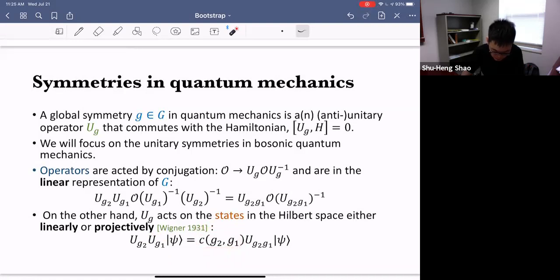So put it differently, this projective phase is characterized again by some cohomology question. It has to satisfy some associativity condition and is subject to ambiguity by rescaling the operator UG. And the non-trivial projective representations are classified by elements in that cohomology group.